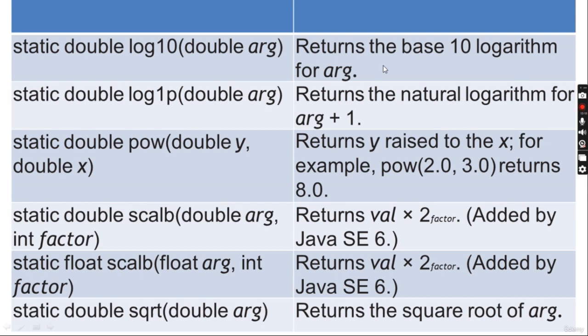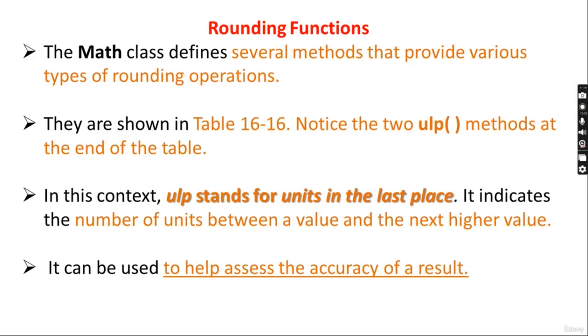Static double log10(double arg) returns the base 10 logarithm for the argument. Static double log1p(double arg) returns the natural logarithm for argument plus 1. Static double pow(double y, double x) returns y raised to the x. For example, pow(2.0, 3.0) returns 8.0. Then static double scalb(double arg, int factor) returns value times 2 to the factor, added by Java SE 6. Static float scalb(float arg, int factor) does the same for float. Static double sqrt(double arg) returns the square root of the argument.